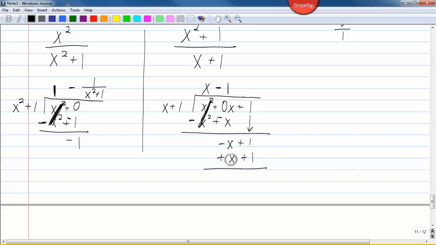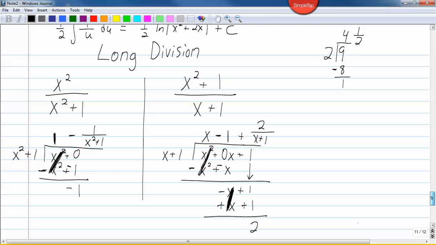So when you put those two together, those cancel out like they should. The first one should always cancel out. And then I have 1 and 1, that's 2. So how do I write my remainder? Plus 2 over x plus 1.